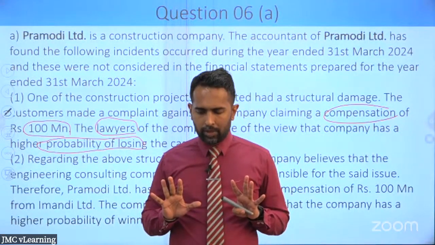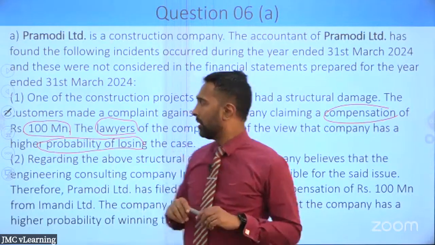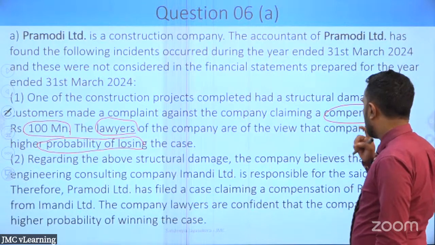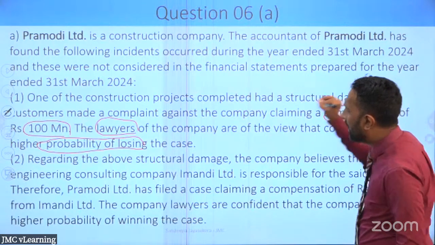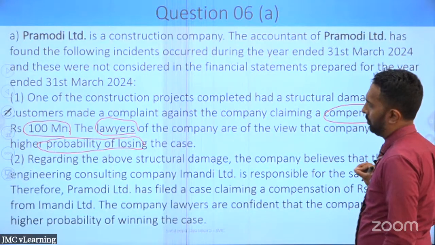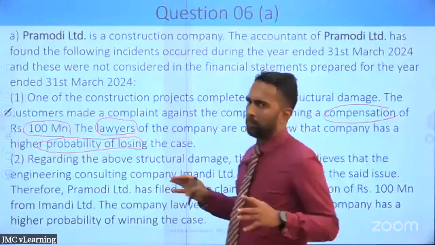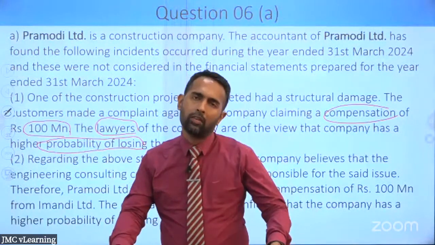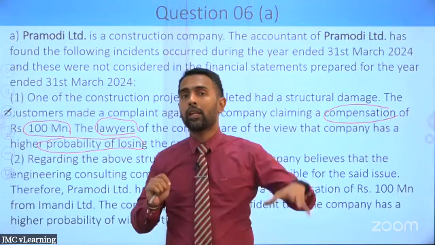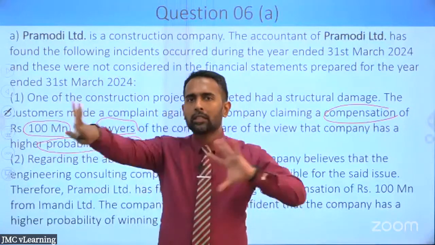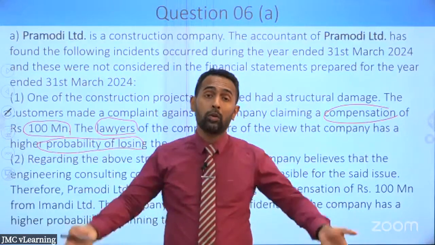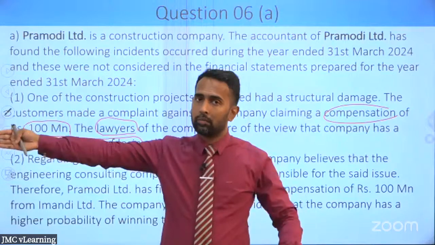Clear the first part? Good. Now look at the second part. Regarding the above structural damage, the company believes that the engineering consulting company Mandi Limited is responsible for the said issue. Now, Pramodi is the construction company. They have constructed the building as per the advisor's consultation of the engineering company. Now that building has a structural damage, and the customer is complaining to Pramodi Limited: you are the one who constructed, so now pay us the compensation.